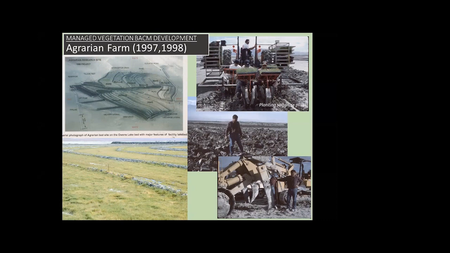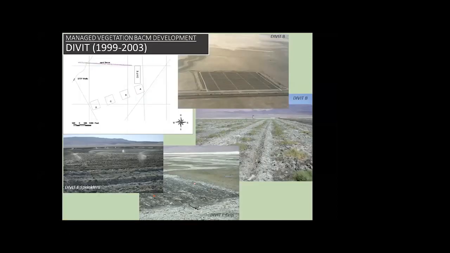It was also some of the first time we got to use heavy equipment on the lake, and we did our initial tillage tests and ripping of the soils. Here's some pictures of the divot that were done also in clay soils, looking at different ways to grow grass with drip irrigation as well as sprinklers.